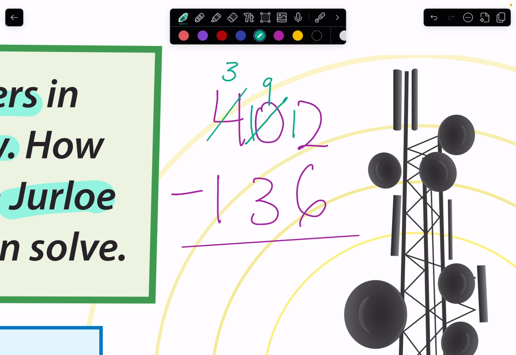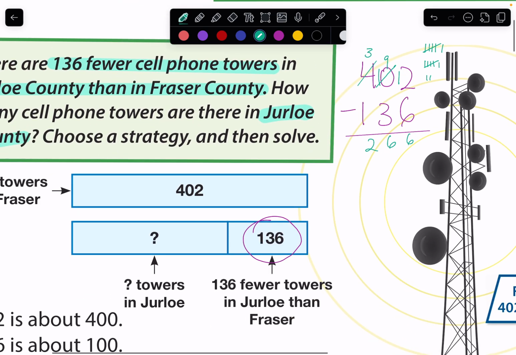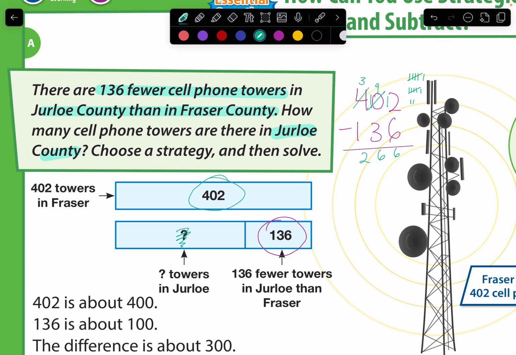12 minus 6. Count with me. 6, 7, 8, 9, 10, 11, 12. 9 minus 3. 3, 4, 5, 6, 7, 8, 9. 3 minus 1. 1, 2, 3. Your answer is 266. So therefore, if there are 402 towers in Fraser and 136 fewer towers in Jerlo than Fraser, that means there are 266 towers in Jerlo.